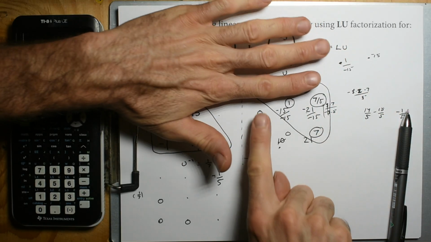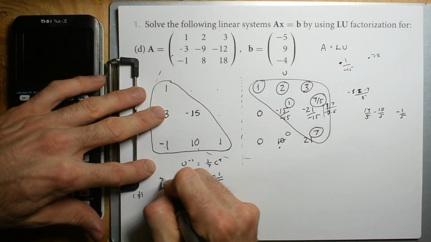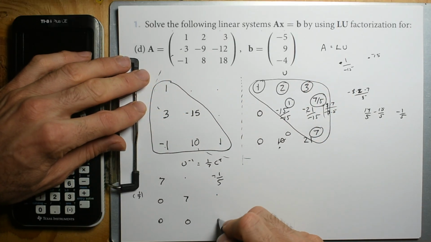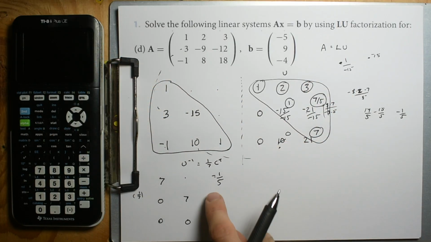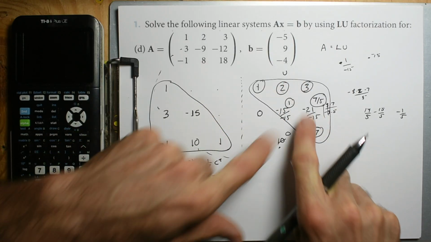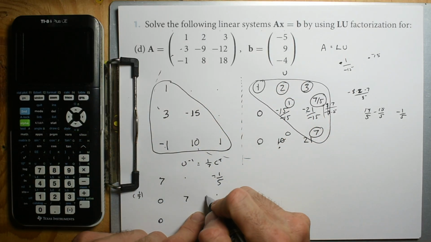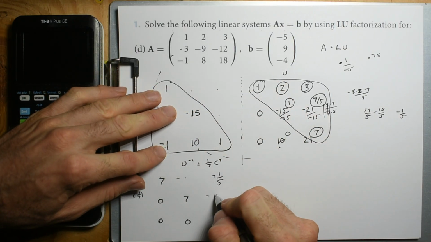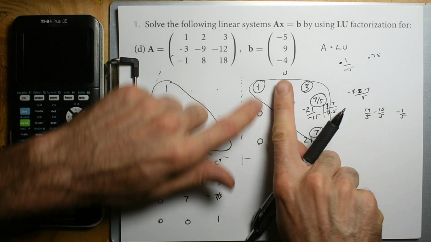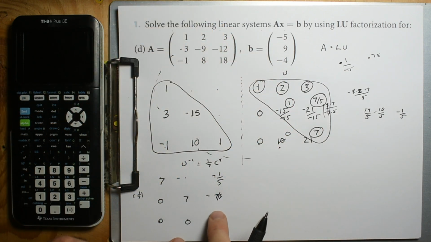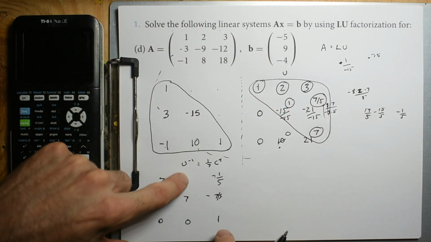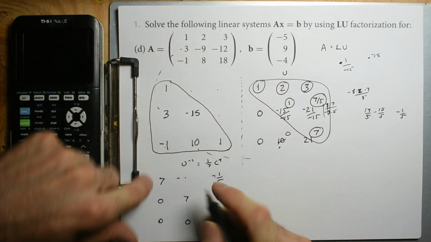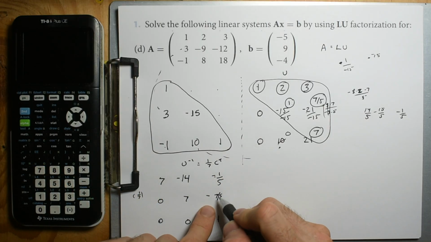Alright, so the minor of that location is 7. This location is 7. This location is 1. So we got 7, 7, 1. I need this location, which is the cofactor of that. The cofactor of this location is a negative, and these are both going to be negative. The minor of this location is 7/5, so we got negative 7/5. The minor of this location is 14, so it's going to be negative 14. Hell yeah. And this is going to be 7/5.